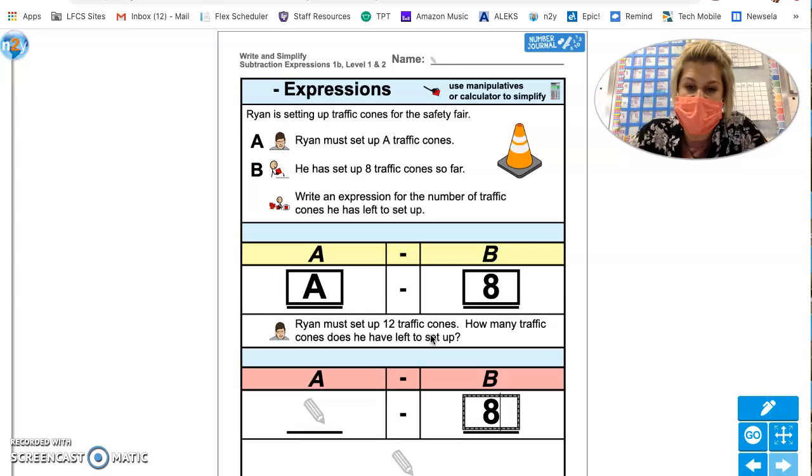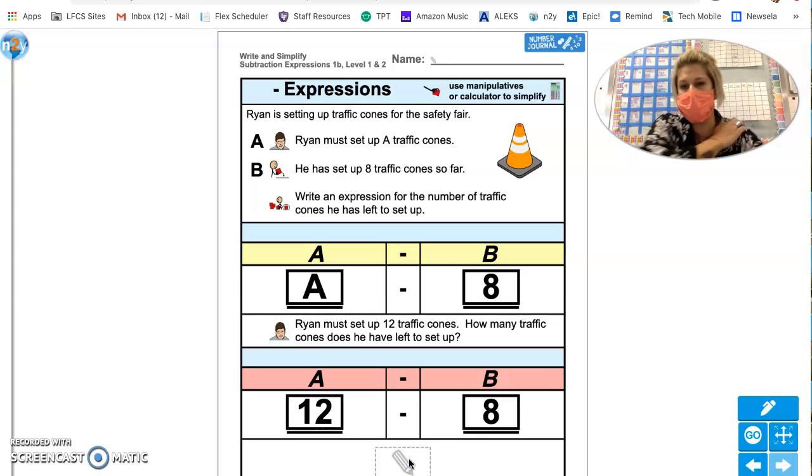Ryan must set up 12 traffic cones. So we already know that that's going to be A because we didn't know A before. So we're going to put 12 right here. There we go. 12 minus 8. So he has to set up 12. He already set up 8. And so now we're figuring out what he has left. So he's going to have 4 left because we're doing this subtraction. 12 minus 8 is 4.